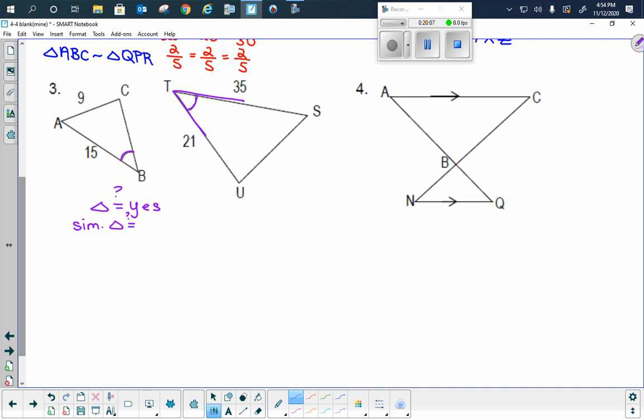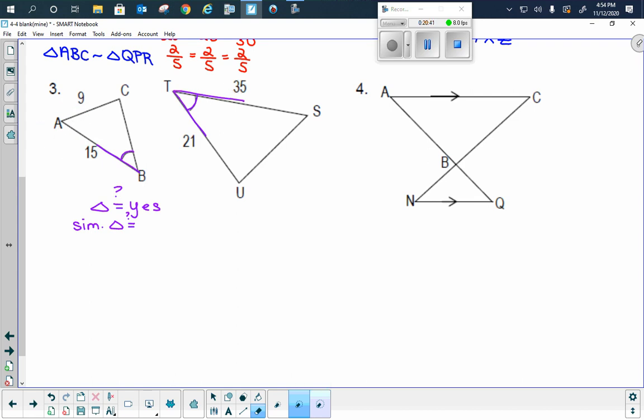This angle is between this side and this one, which is not labeled. Okay, so that angle is in the wrong place, if you will. It would have to go here at A to be included between the two sides that are labeled 9 and 15. Hopefully that makes sense to you. If not, ask me for some clarification.